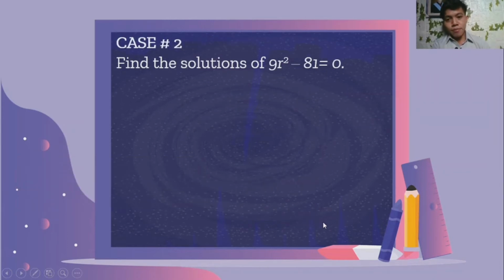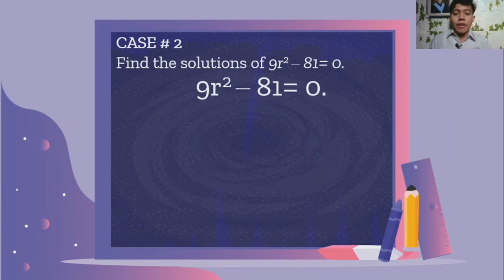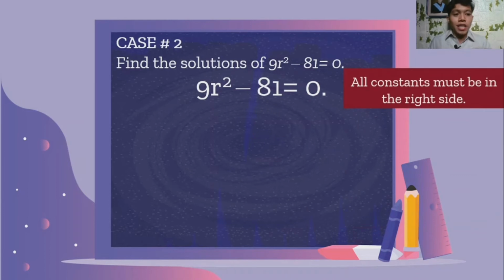Okay? Case number 2 tayo. Find the solutions of 9r squared minus 81 is equal to 0. So, kopyahin muna natin. Kanina meron akong binanggit, no? Anong sabi ko doon? All constants must be in the right side. Okay? May constant number ba dito? Meron. Yung negative 81, nasang side siya ng equal sign? Nasa left side. So, anong gagawin pag nasa left side? Kailangan daw nasa right side. All constants must be in the right side.